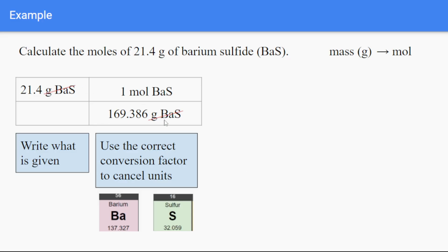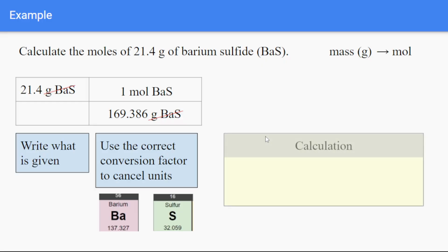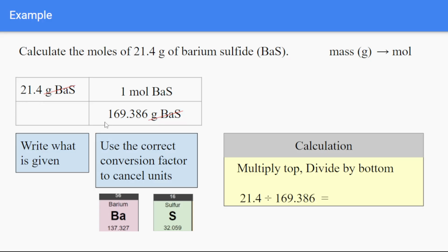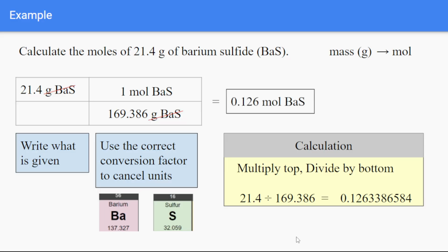Our units cancel. That verified that we were setting this up correctly. And then we need to calculate. Remember, multiply by what's on top, divide by what's on the bottom. So that gives you 21.4 divided by 169.386. So we get a pretty long number, 0.1263386584. We have 3 sig figs, so we want to round to 3 sig figs. So we would call that 0.126 moles of barium sulfide because that's the only unit left.